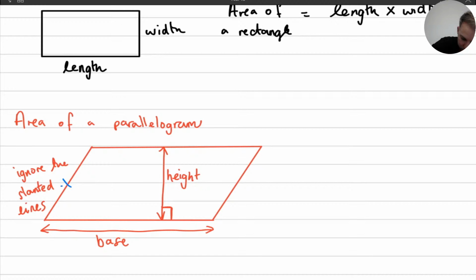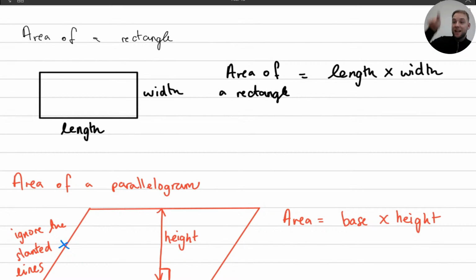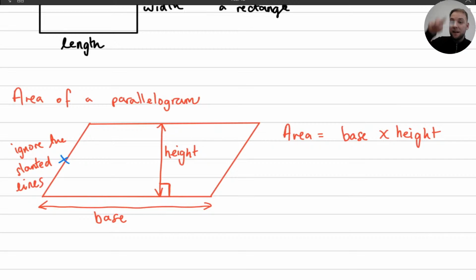And the area of this, let's get this one down. The area is equal to the base, so the base there at the bottom, times by that height there. The base times by the height. So we've already got 2 there. Now these are very similar. The area of a rectangle is the length times the width. The area of a parallelogram is the base times by the perpendicular height. I'll give you a second to get both of those down. There are 2 more that we need to do.